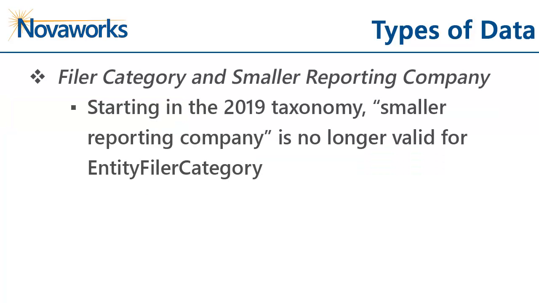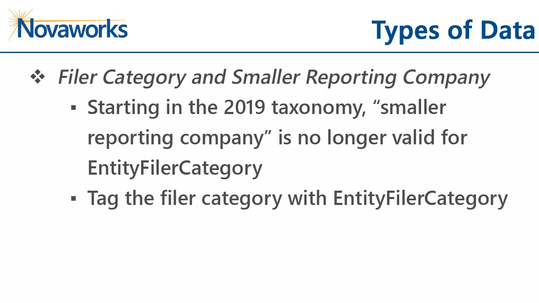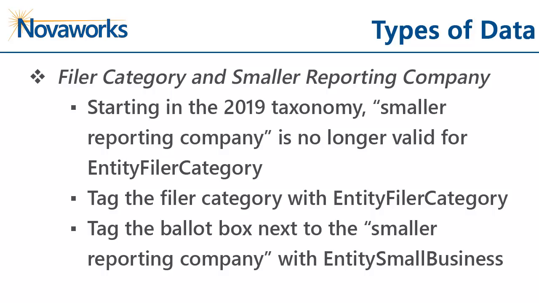In the 2019 DEI taxonomy, smaller reporting company is no longer a valid value for the entity filer category element. For smaller reporting companies, the entity filer category should correspond to their filer category. Smaller reporting companies can then tag the ballot box character next to the smaller reporting company text to indicate that they are a small business. We'll go over exactly how to do this later in the video. Our sample 10Q is a smaller reporting company.